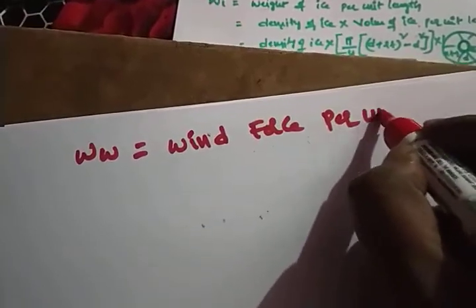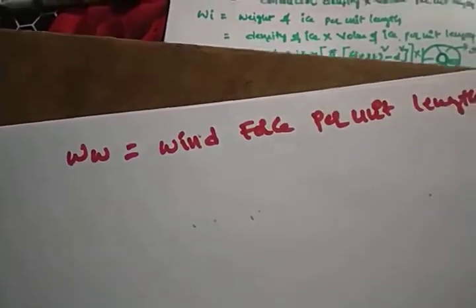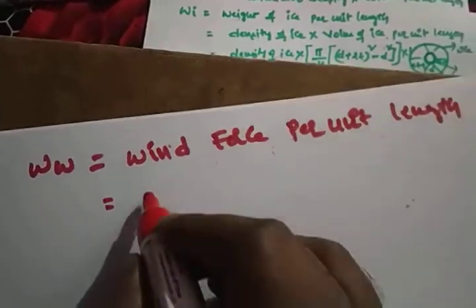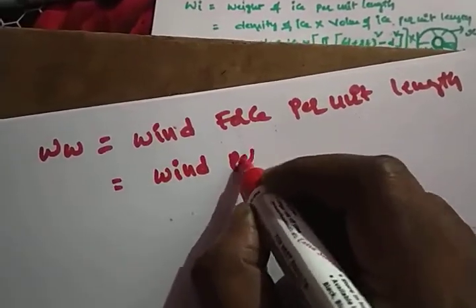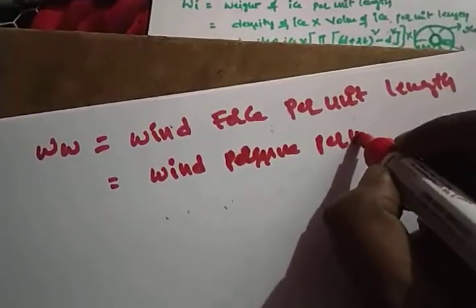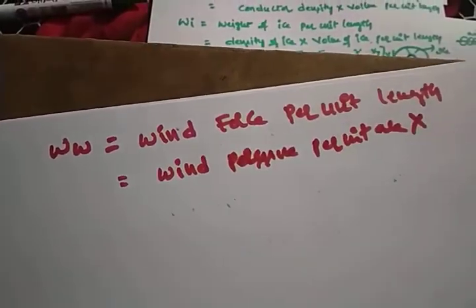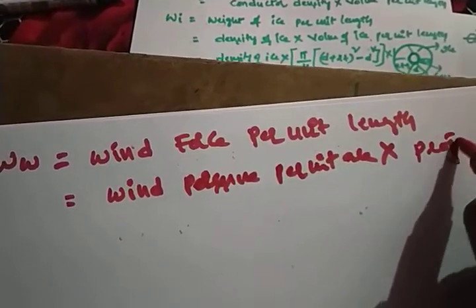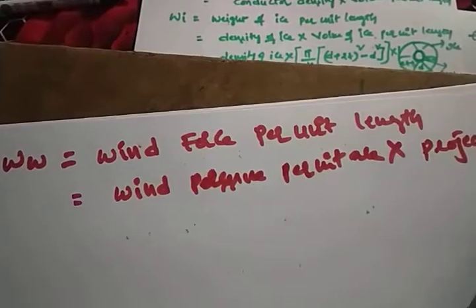Now one more weight is there, that is nothing but wind pressure. So what is W? That is nothing but the wind force per unit length. If directly given, no problem. If not given, you have to find it out: wind pressure per unit area multiplied by the projected area per unit length.